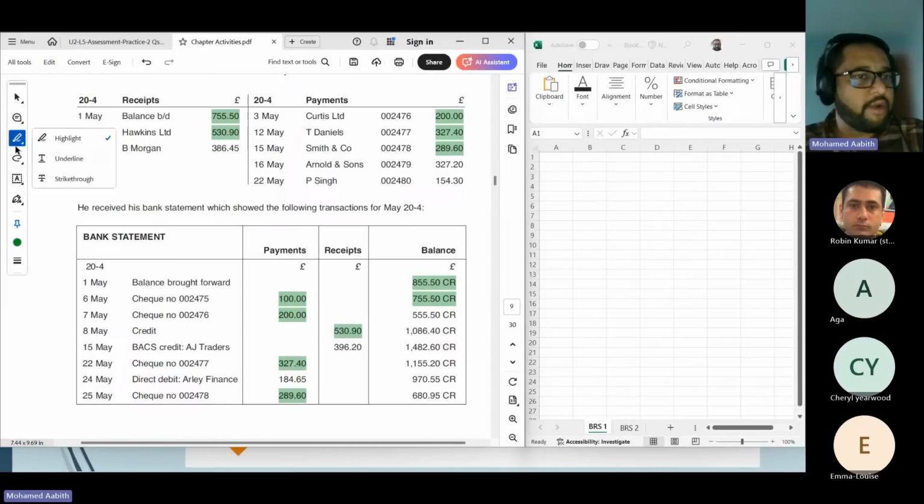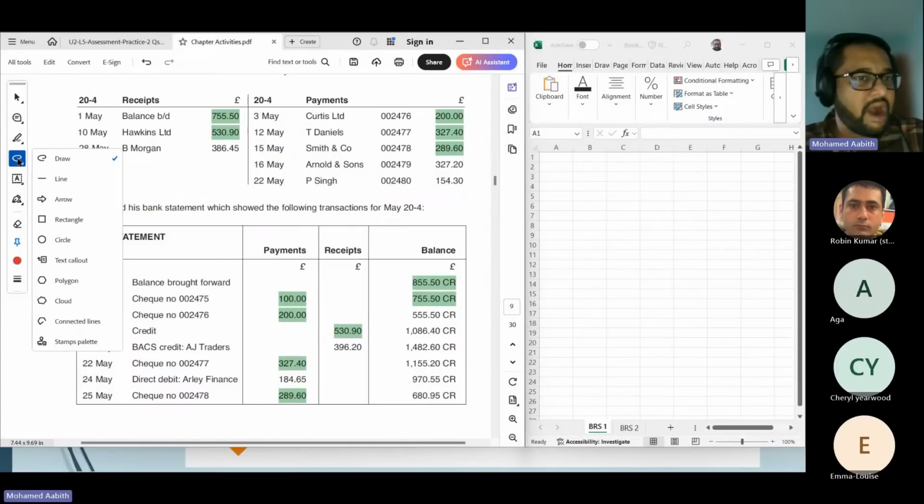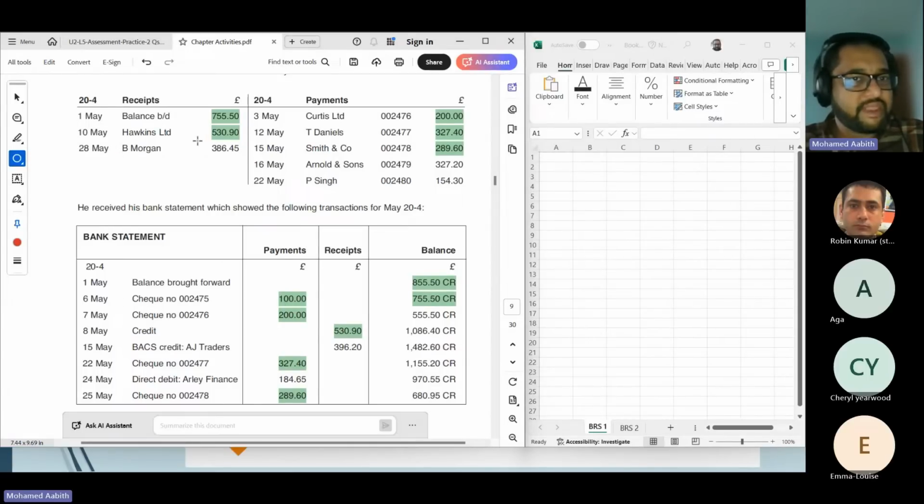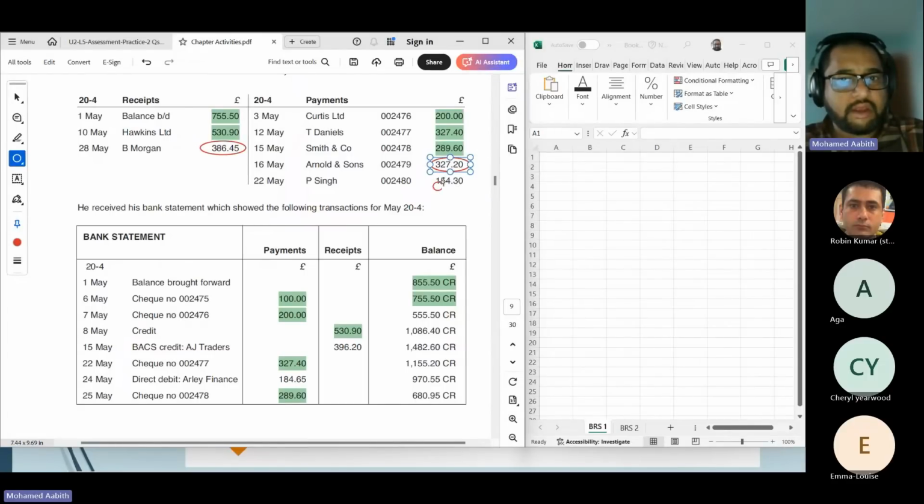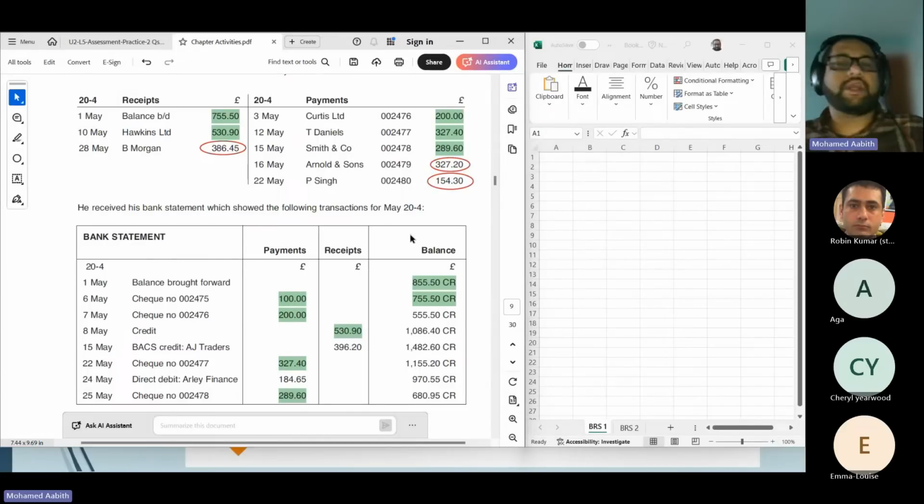So what I'm going to do, I'm going to clearly mark them with a circle. So I'm going to say this, this, and this. Okay. Now I got it. So these are my timing differences.